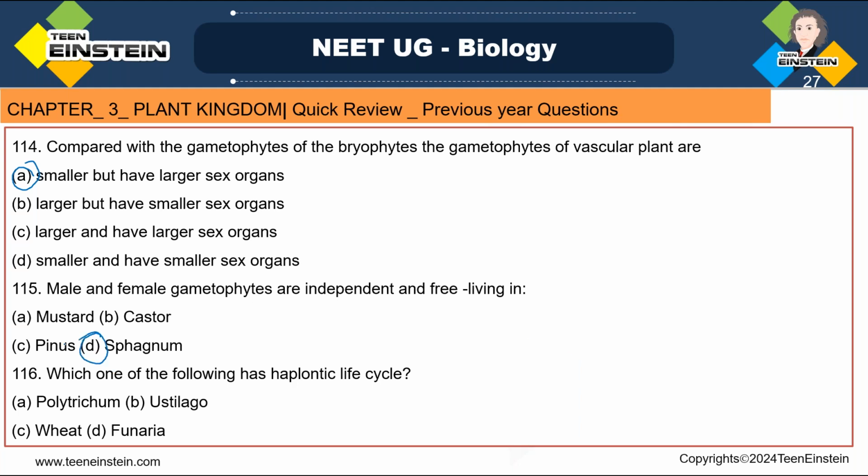Sphagnum is a bryophyte. In bryophytes, male and female gametophytes are independent and free living. In the case of Pinus, a gymnosperm, and mustard and castor, all these are angiosperms. So the main plant body is sporophytic and the gametophyte is highly reduced and completely dependent upon the sporophyte.